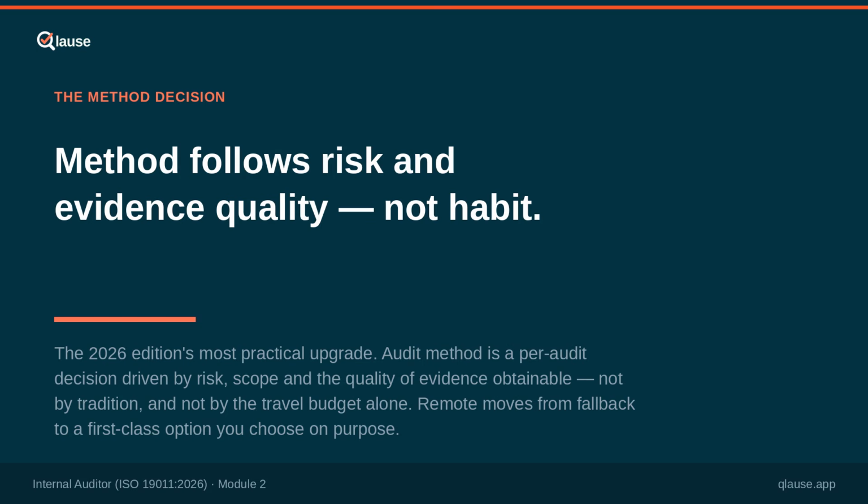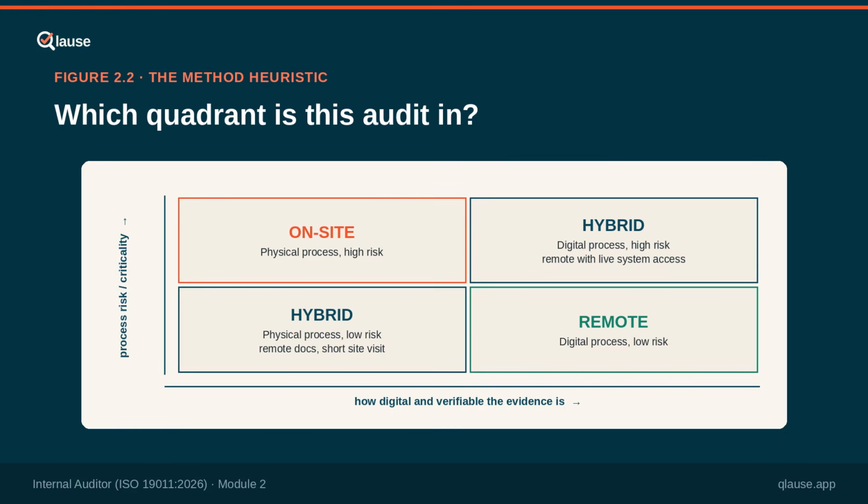Before 2026, remote auditing sat in most people's minds as the thing you did when you could not travel. The revision moves it to a first-class option that you choose, on purpose, when it gives you better or equal evidence. Here is a working heuristic.